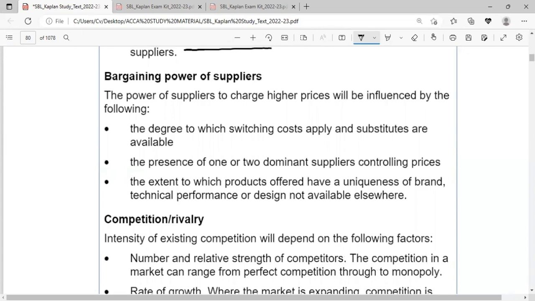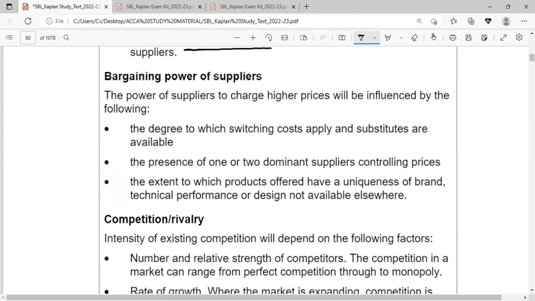Next one is bargaining power of the suppliers. Suppose there is one supplier in the country, it will increase the bargaining power of the supplier. Suppose you don't have a number of suppliers in the market. You have a number of suppliers globally, but in the local market, suppliers are not available. So it will increase their bargaining power too.